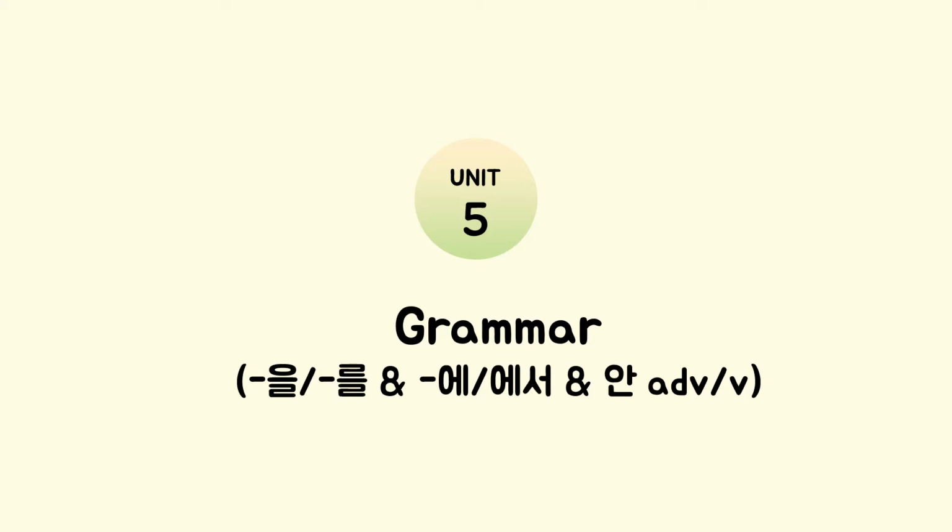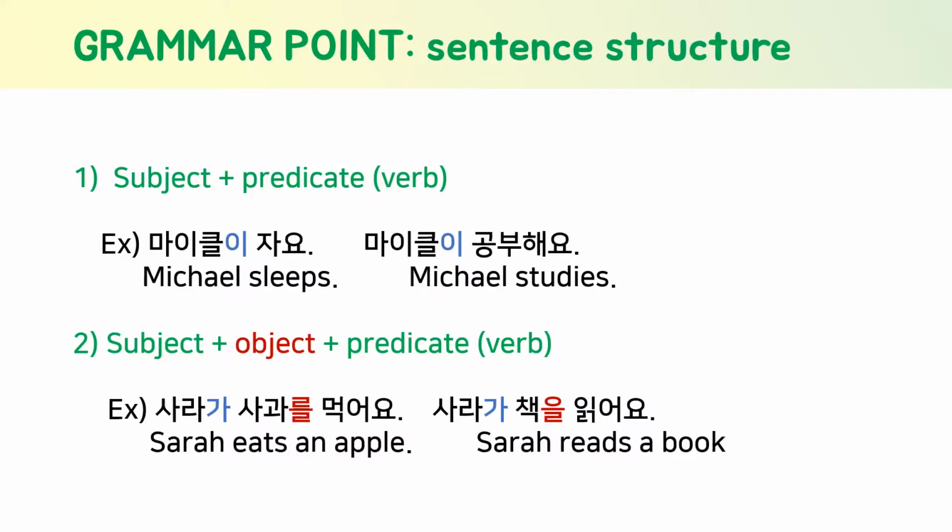So in this unit, we are going to study the object particle, which is 을 and 를, and the location particles 에 and 에서, and the negative word 안 with adjectives and verbs. First, we are going to study the sentence structure.